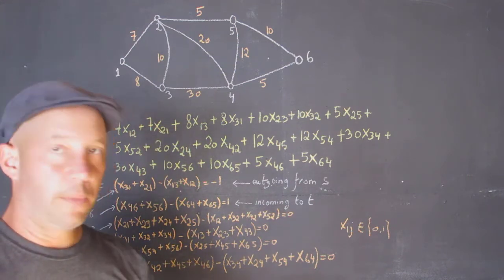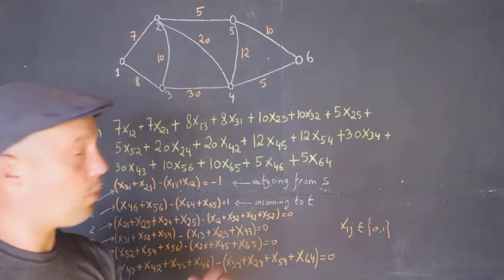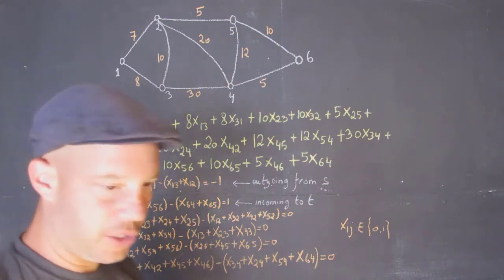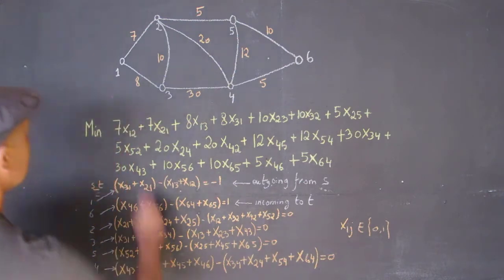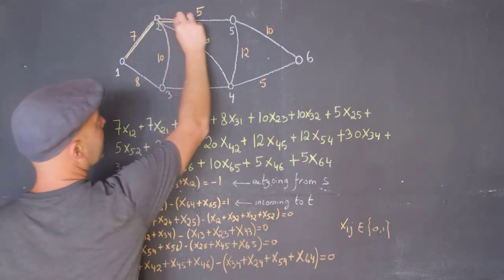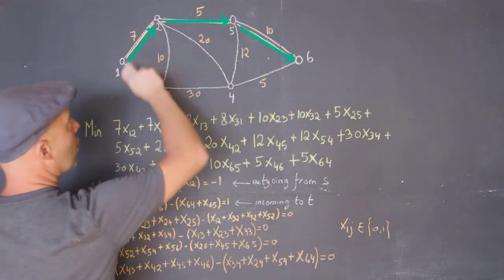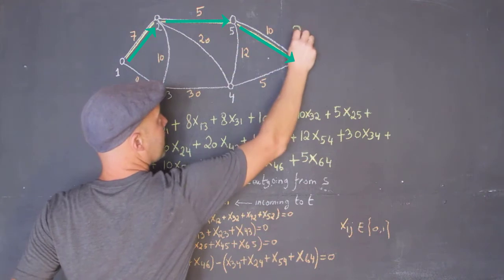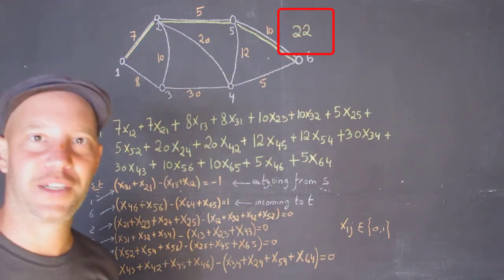So what I'm going to do is solve this one in CPLEX and see what the solution is. But I am pretty sure that the solution would look something like this: 7 here, and then 5 here, and then 10 here, for probably a total sum of 22. That would be my guess. We will see this in just a second once we solve this in CPLEX.